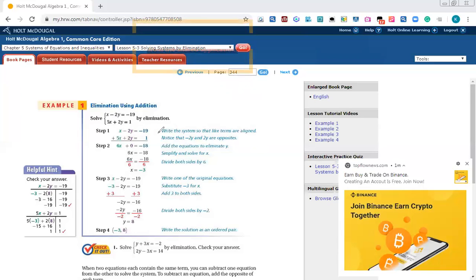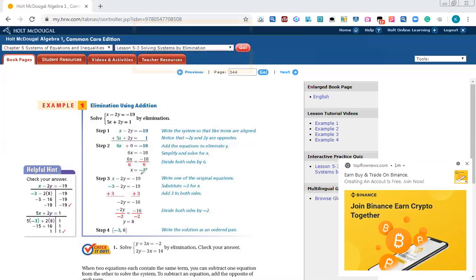x minus 2y equals minus 19, plus 5x plus 2y equals 1. Add: minus 2y plus 2y equals 0. x plus 5x is 6x, minus 19 plus 1 is minus 18. So we get 6x equals minus 18. So 6x divided by 6 to get x equals minus 18 divided by 6. So x equals minus 3.